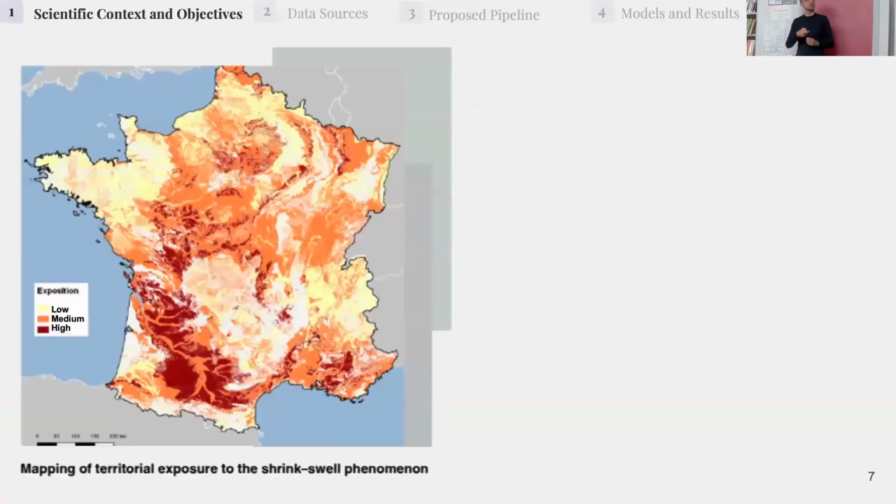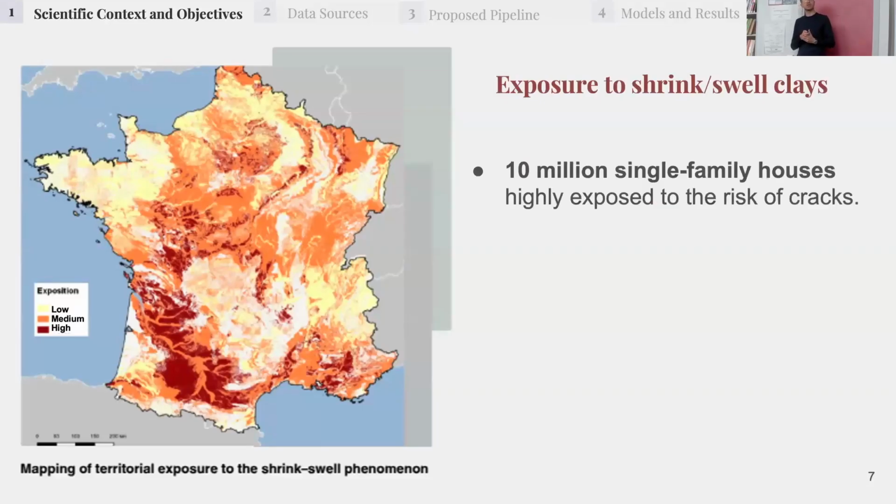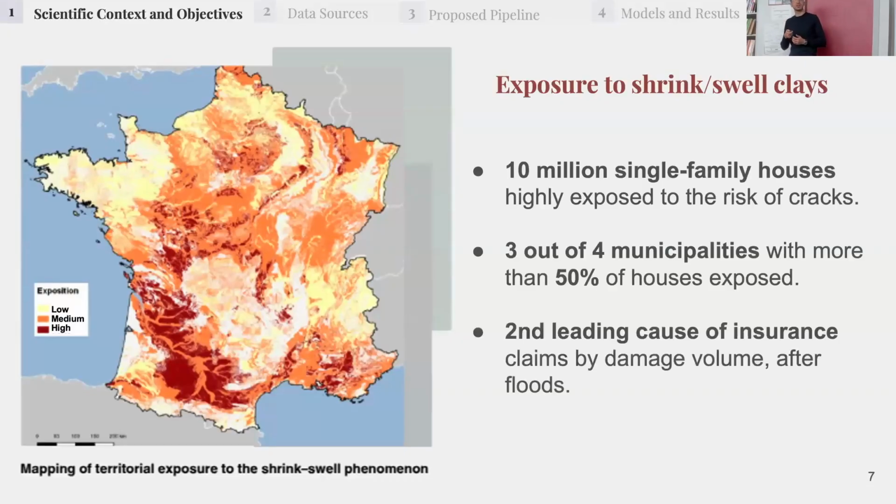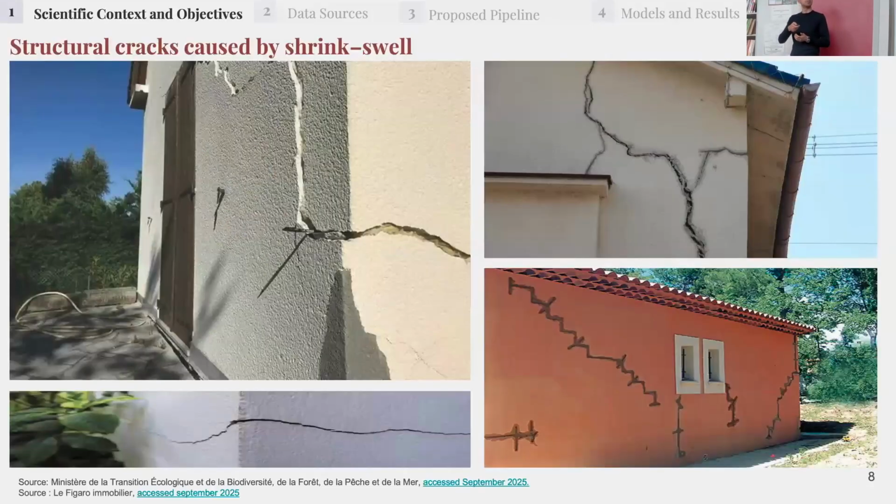So let's see this map, which illustrates the territorial exposure to the shrink-swell clay phenomenon. As you can see, the issue is considerable. In France, 10 million single-family houses are highly exposed. 3 out of 4 municipalities have more than 15% of houses exposed, and this natural hazard is the second leading cause of insurance claims after floods. Some examples of building damage, for example, cracks along the walls and distortion in the openings.